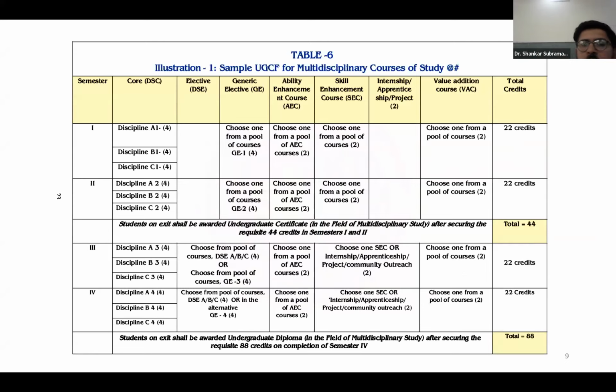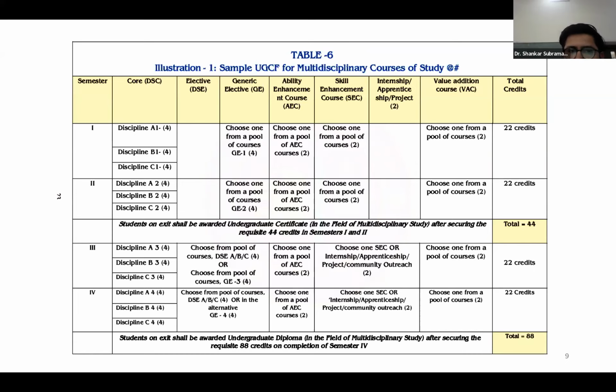And the second structure possible is for the multidisciplinary courses of studies, or specifically we speak of the physical sciences courses, which we are here. So in case of physical sciences courses, the structure, because there are two or three different disciplines. So in our case, there are three disciplines, which are not the same, and in all these three disciplines, each of the students will be taking one paper from each of the disciplines.